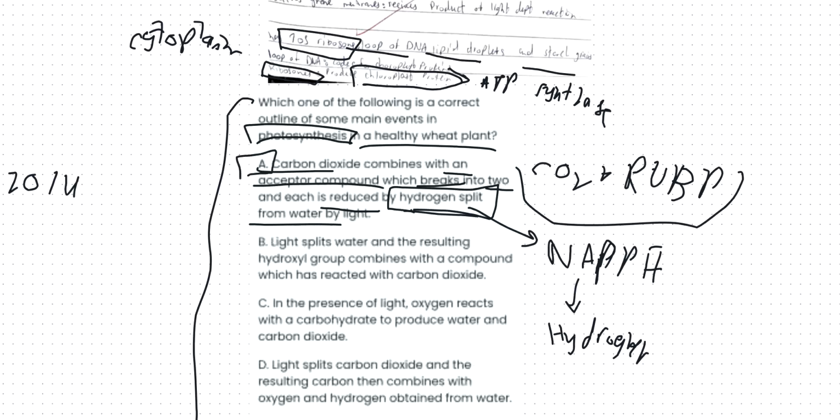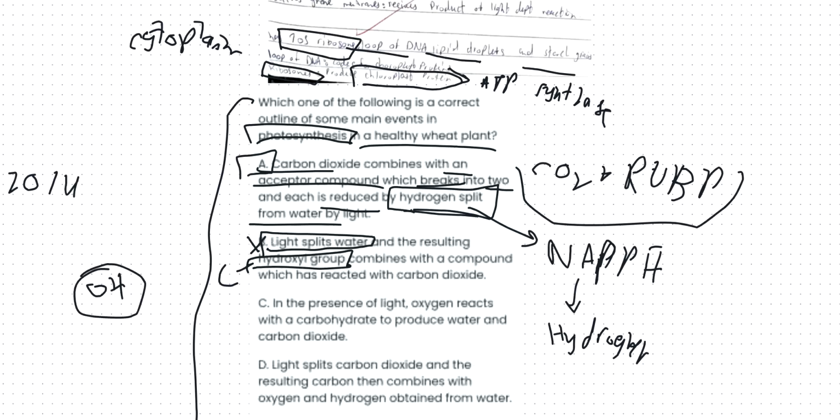B: Light splits water, and the resulting hydroxyl combines with a compound which has reacted with carbon dioxide. Light does not split water. You don't need light to split water, so this is basically wrong. And also the hydroxyl group: what is the hydroxyl group? Hydroxyl is the OH group. You don't use an OH group anywhere in photosynthesis. So yeah, this is wrong.